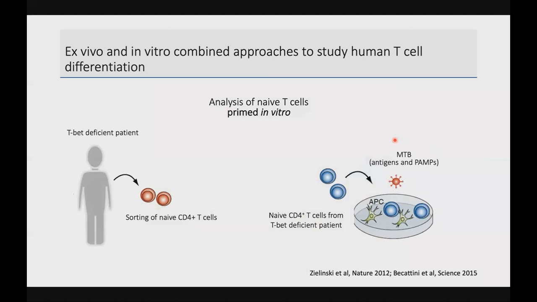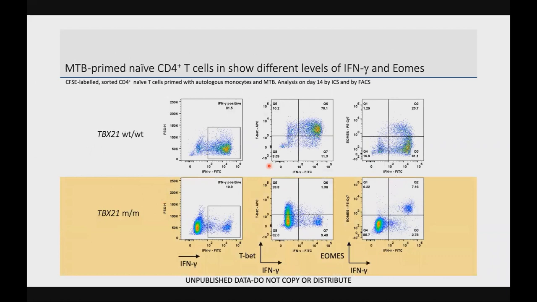To do so, we isolated naive T-cells from the TBET deficient patient and wild-type control and primed them in vitro using autologous antigen-presenting cells and mycobacterium as a source of antigens and innate stimuli. Under this condition, naive MTB-specific T-cells can be primed, and in the case of the wild-type control, they very effectively differentiate into interferon gamma-producing Th1* cells. The interferon gamma-positive cells, as you can see here, express a high level of TBET, and some of them, even in the wild-type control, express EOMES.